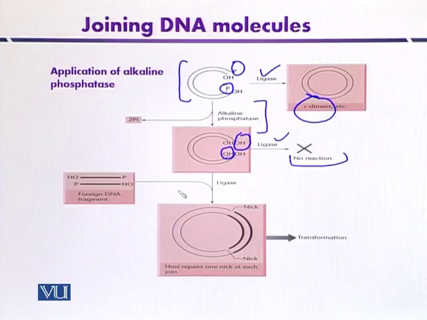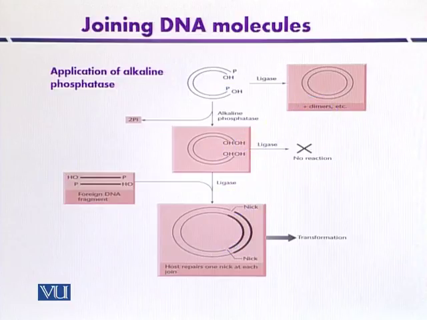When we mix foreign DNA in the reaction mixture with the alkaline phosphatase treated plasmid, then this foreign DNA in the presence of ligase will join with the plasmid due to the complementary base pairing, and the nicks that are produced after the joining are repaired by the host machinery. So in this way we can use alkaline phosphatase so that we can get high number of transformants.